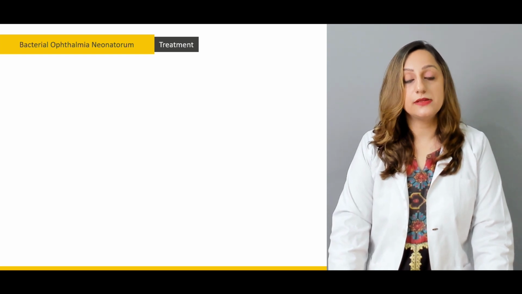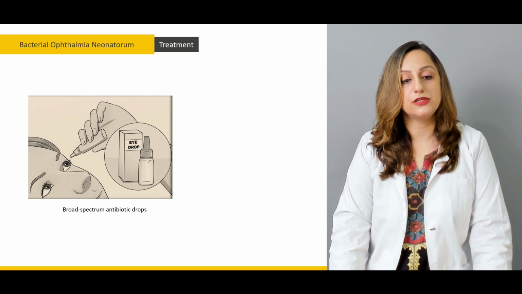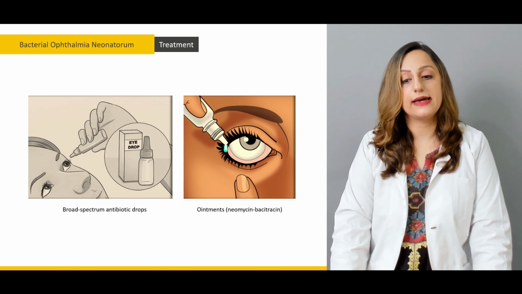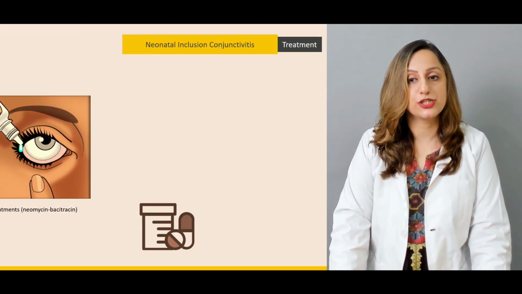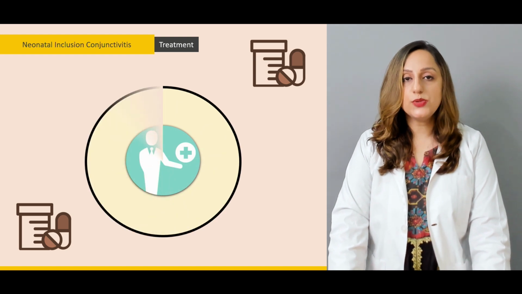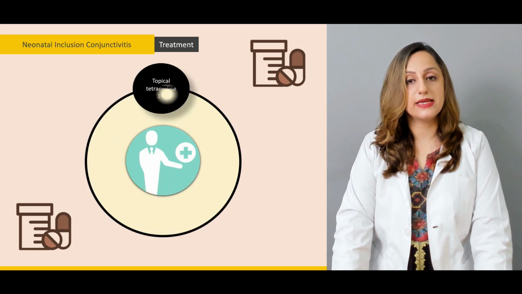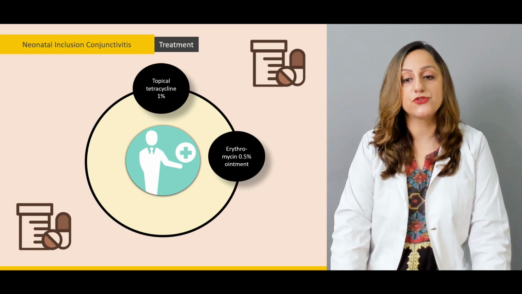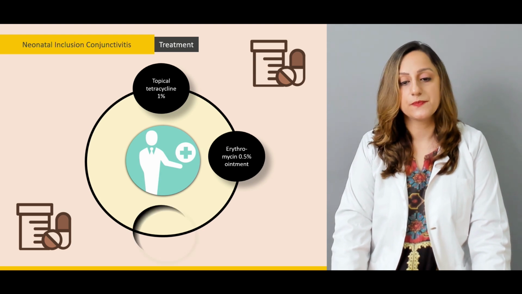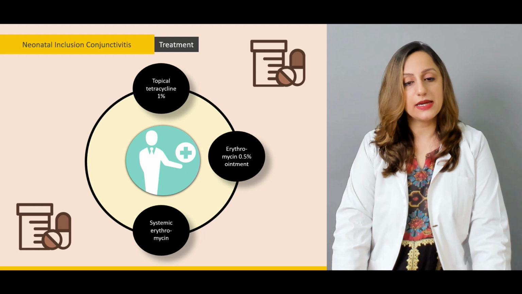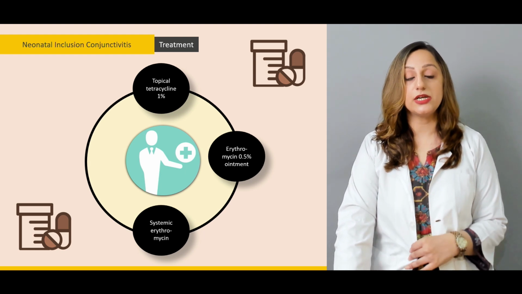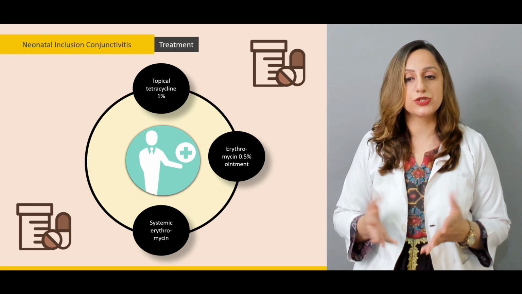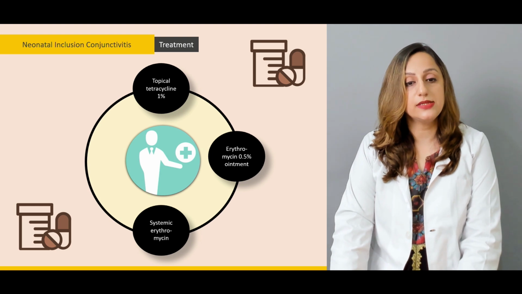Then we have bacterial ophthalmia neonatorum. We can use broad-spectrum antibiotics in such cases, and we can use ointments that have neomycin and bacitracin in combination. Neonatal inclusion conjunctivitis is treated with topical tetracycline, almost 1%, and erythromycin 0.5% ointments. Systemic erythromycin is indicated in patients in whom we observe some sort of side effects, noted in a lot of neonates.